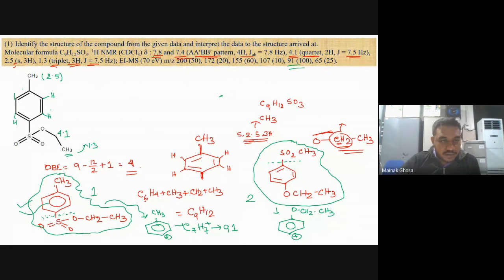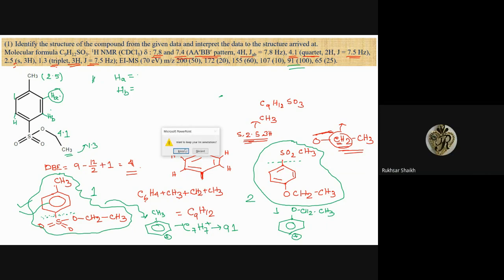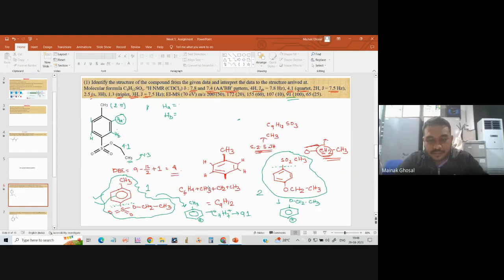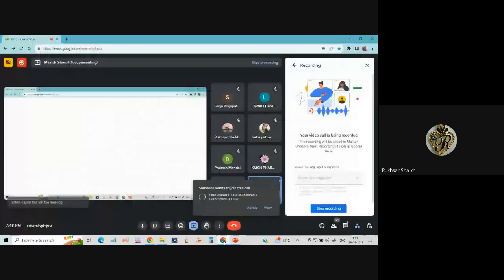So if I name it HA, and this I name HB, which one will be HA, 7.8 or 7.4? And which one will be HB? Which one will be HA? This one, 7.4. HA is 7.4. Why is HA 7.4?